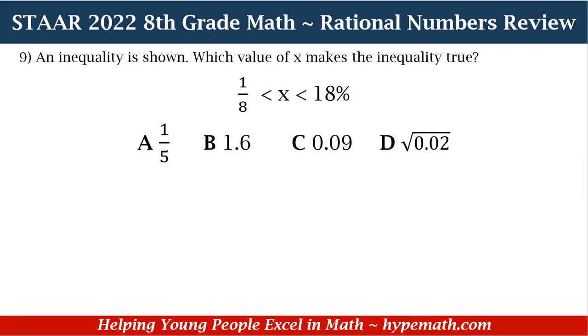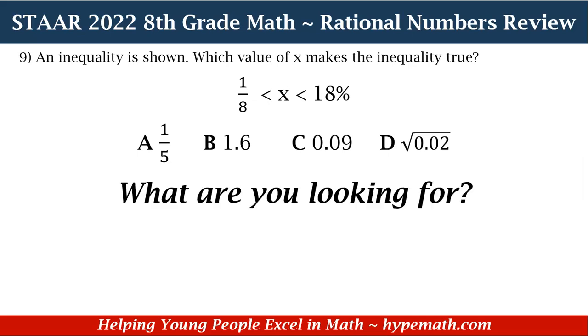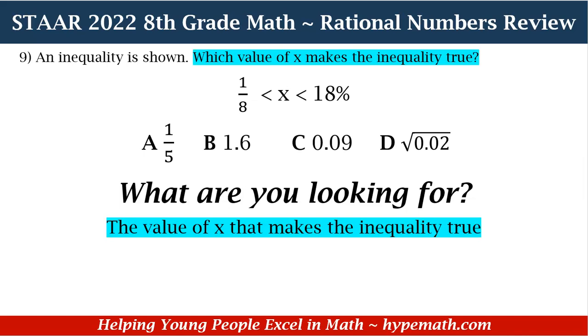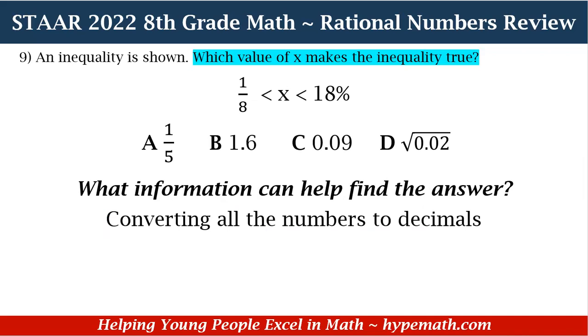All right. So we have A, 1/5, B, 1 6/10, C, 9/100, and D, the square root of 2/100. Okay. So our very important question is, what are we looking for? What are we looking for to solve this problem? We are looking for the value of x that makes the inequality true. Now that we know what we're looking for, our next question is, what information can help us find the answer? And that's converting all of our numbers to decimals. So let's do that now.